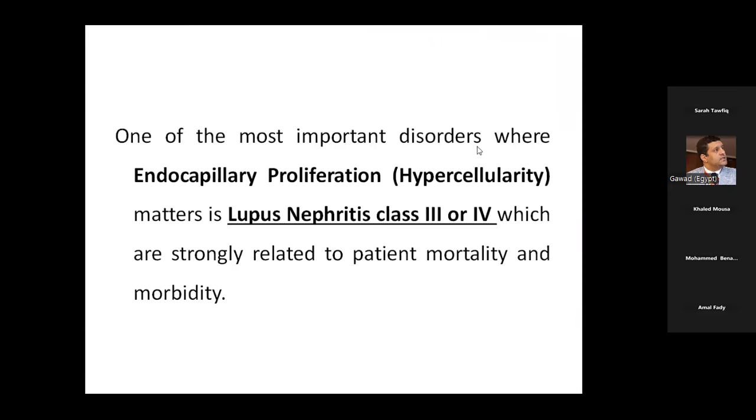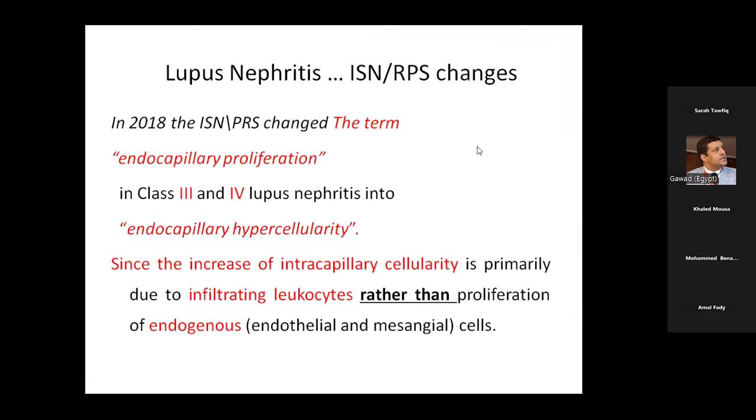One of the most important disorders where endocapillary proliferation or hypercellularity occurs is lupus. Of course, lupus class 3 and 4, which are strongly related to patients' mortality and morbidity. In lupus nephritis, the International Society of Nephrology and the Renal Pathology Society changed the terminology in 2018 from endocapillary proliferation in class 3 and 4 into endocapillary hypercellularity.